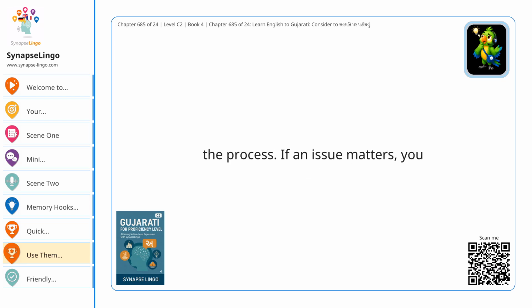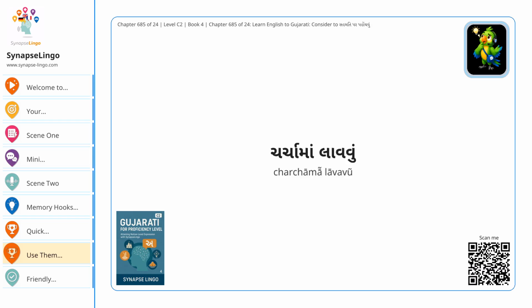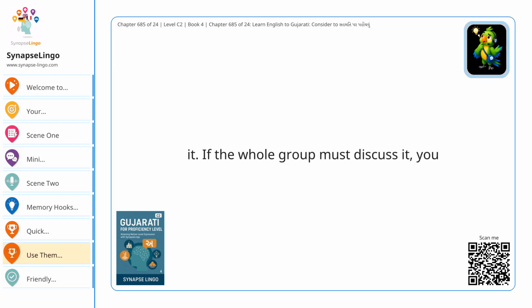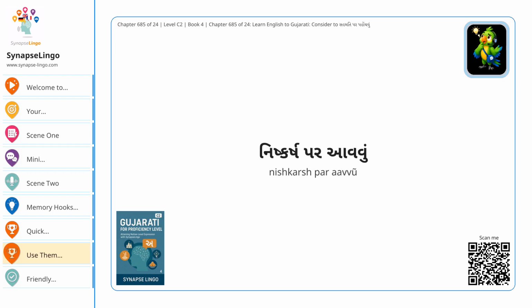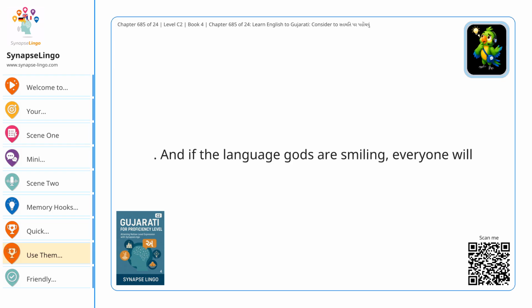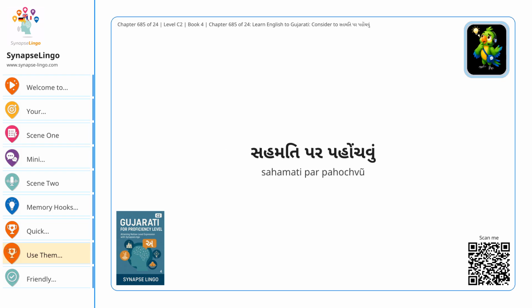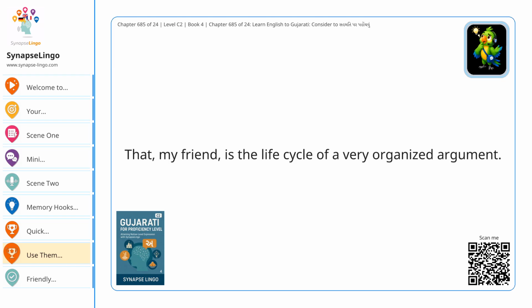If an issue matters, you bring it up. If the whole group must discuss it, you put it up for debate. After evidence and discussion, you come to the conclusion. And if the language gods are smiling, everyone will reach a consensus. That, my friend, is the life cycle of a very organized argument.